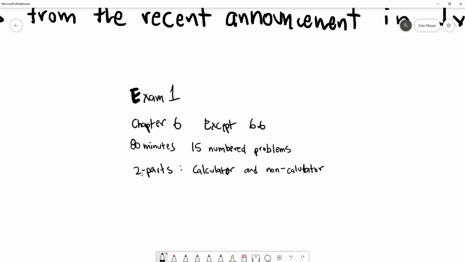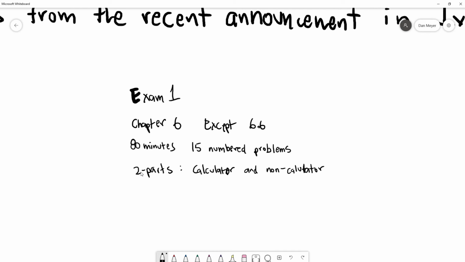Anyways, the 2-part thing is interesting. Both parts are worth the same amount. There's actually 104 points available, so there's like 4 bonus points. You can actually do better than 100% on the test, so that's nice.